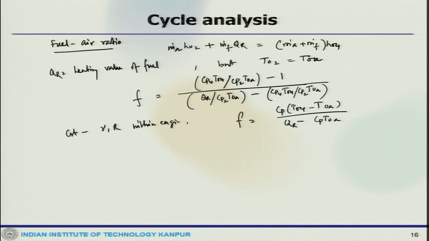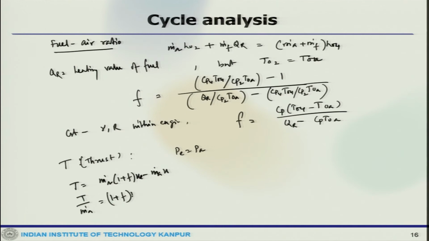Now, we get the thrust force. Now, since the nozzle is fully expanded, that is P E is P A, what we can get is that T equals m dot A (1 plus f) u E minus m dot A u, or T by m dot A is (1 plus f) u E minus u, which is [(1 plus f) u E by u minus 1] into u.